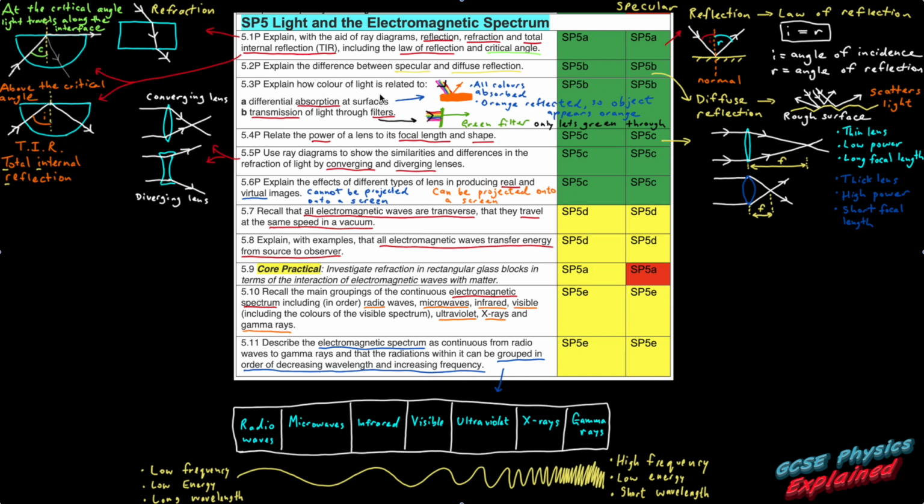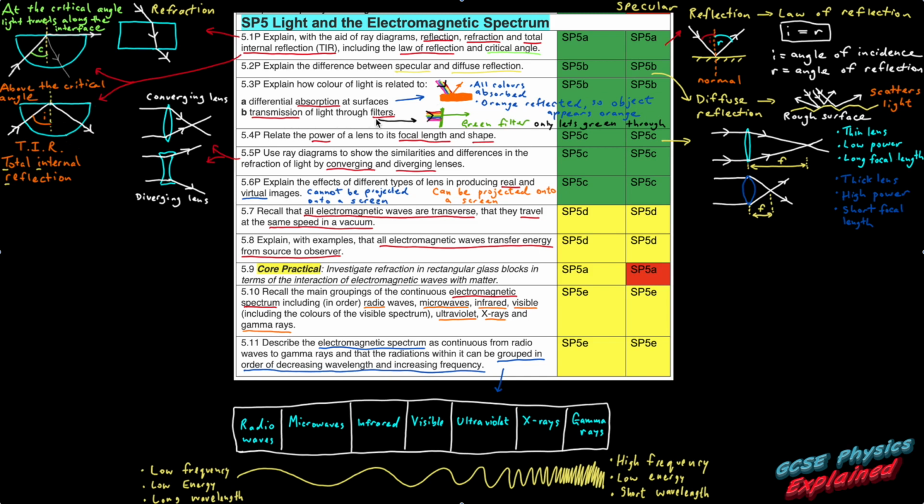Explain how colour of light is related to the differential absorption at surfaces. If white light comes down, which is a mixture of all the colours, an orange object looks orange because all the other colours get absorbed and orange is reflected. So that's why the object appears orange. If the object was red, then all the colours except for red would get absorbed and red would be reflected.